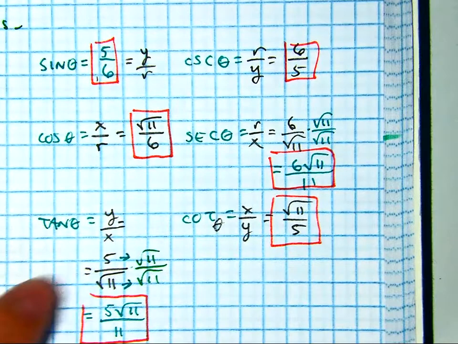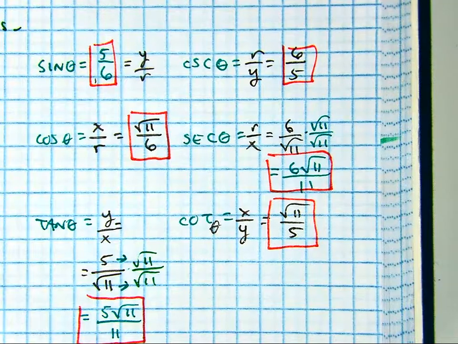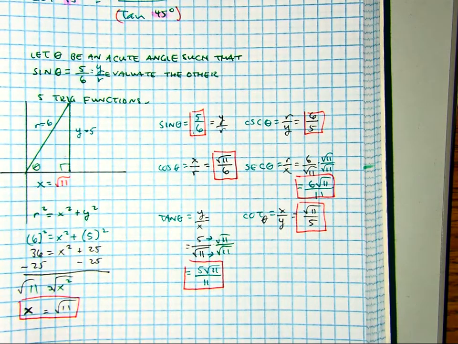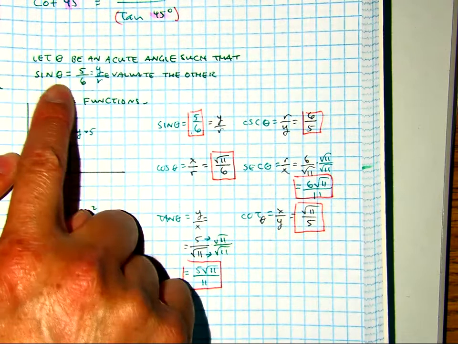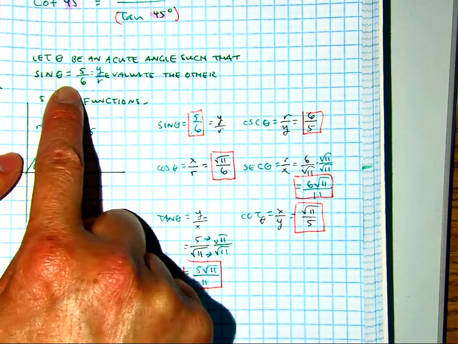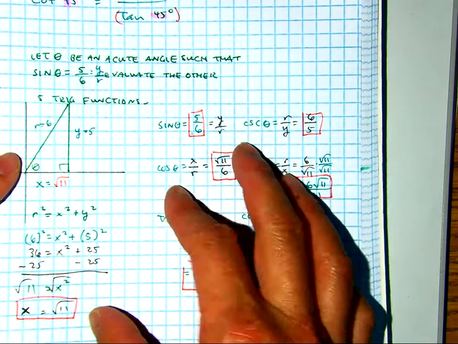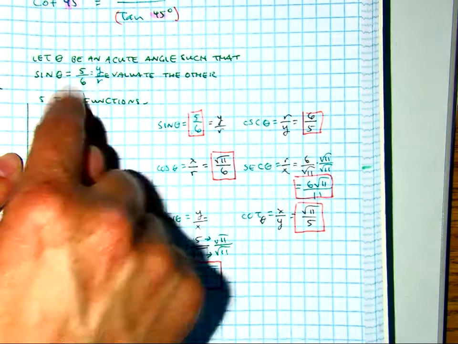So to summarize what we did in this problem, we were given one of the trig functions. I drew a picture, labeled it, used the Pythagorean theorem, and then I can find the other 5 trig functions. So it's kind of like they give us a clue as our starting point and I have to find the other 5.